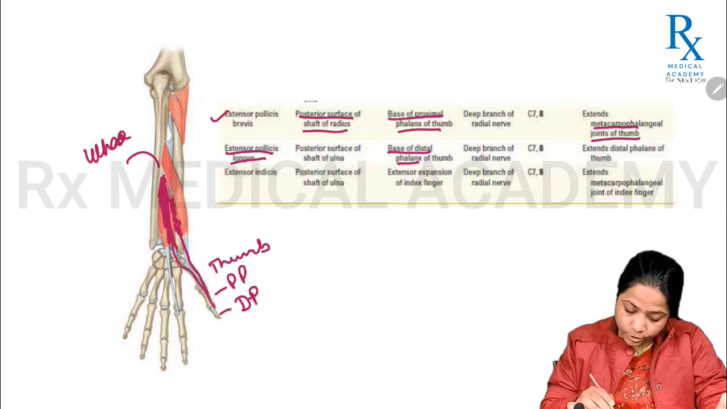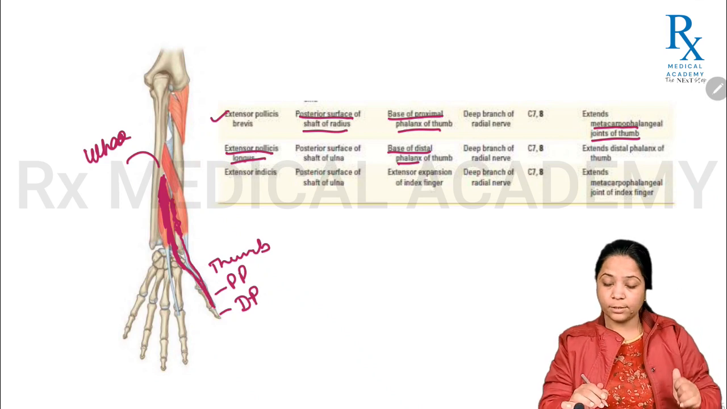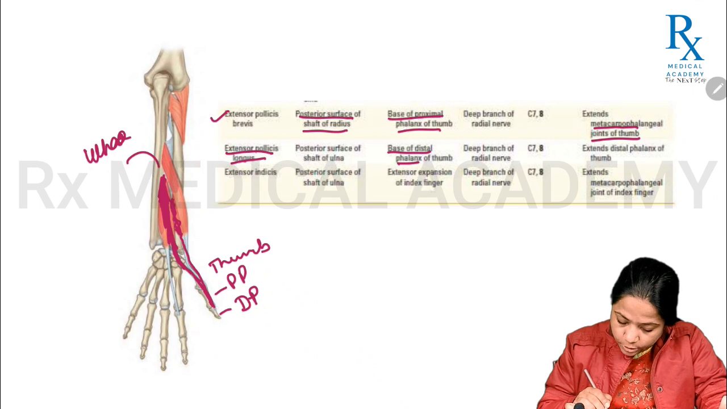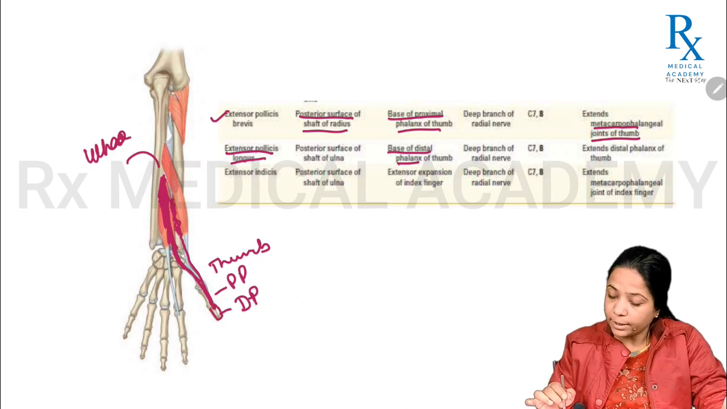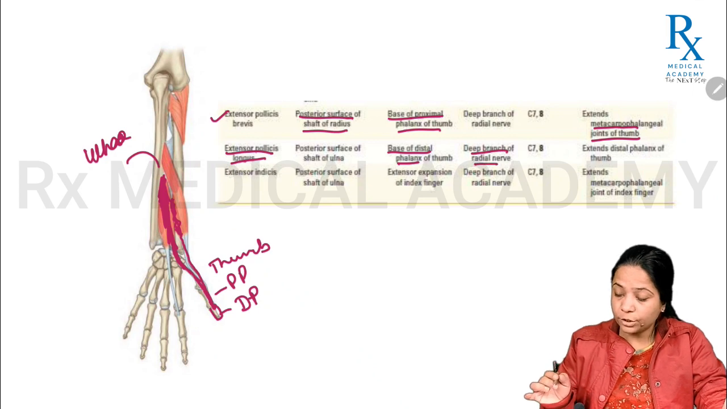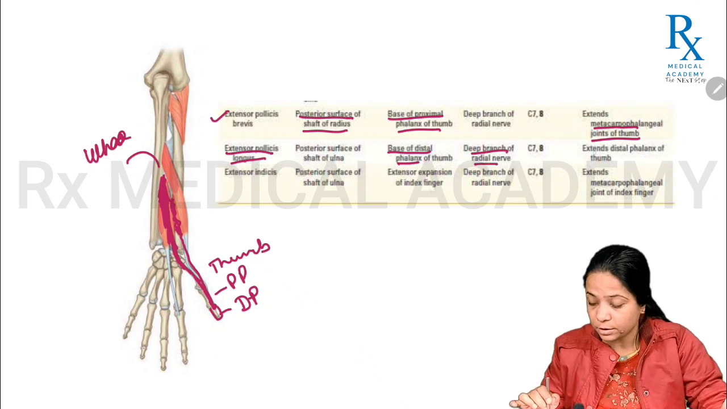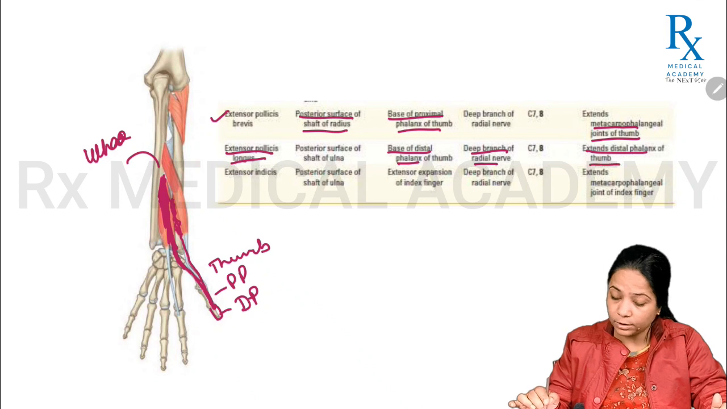So this muscle, you can see here, this is the tendon of the muscle, that is extensor pollicis longus, and it is going to insert onto the base of the distal phalanx and supplied by the deep branch of radial nerve. And the function of this muscle is to produce extension at the distal phalanx of the thumb.